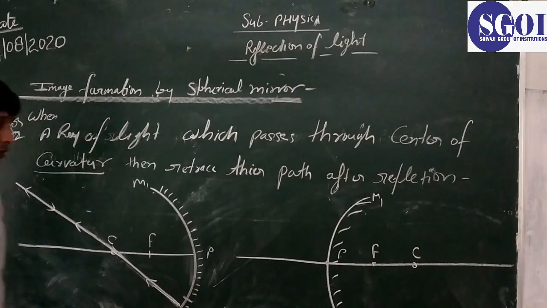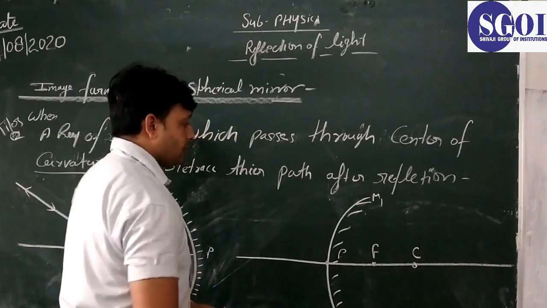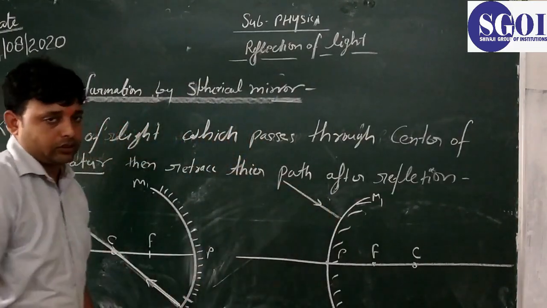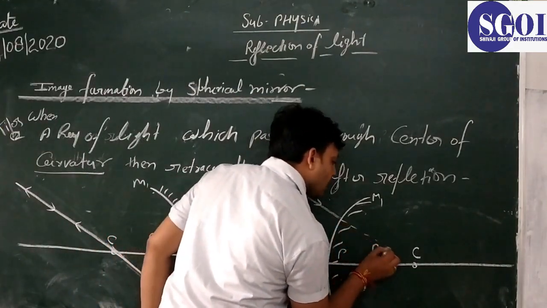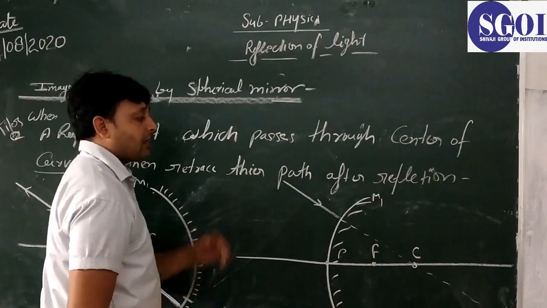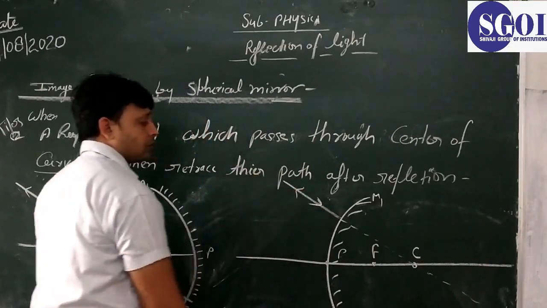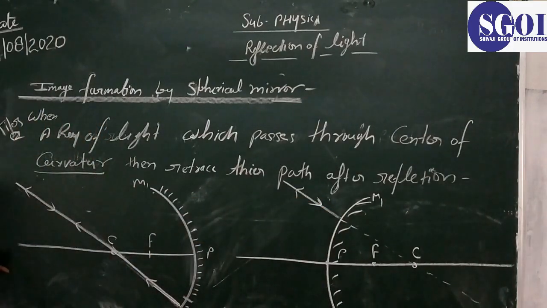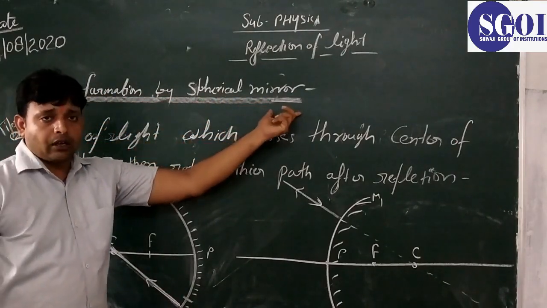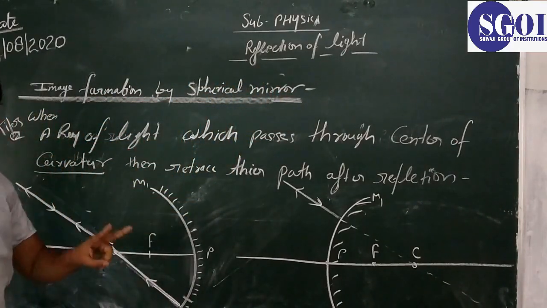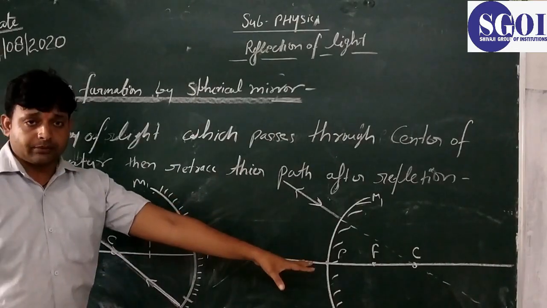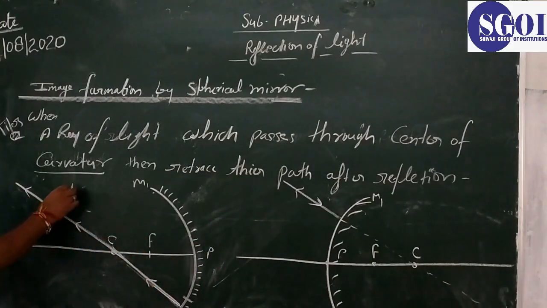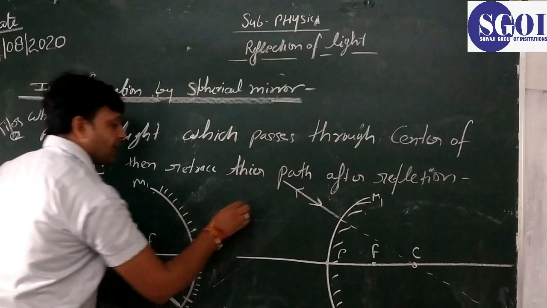Now, a light ray incident, passing toward the center of curvature, is reflected and retraces its path after reflection. Now, this is for image formation by spherical mirrors. We have two spherical mirrors, the concave mirror and the convex mirror, and tips for concave and convex. First is the concave and second is the convex mirror.